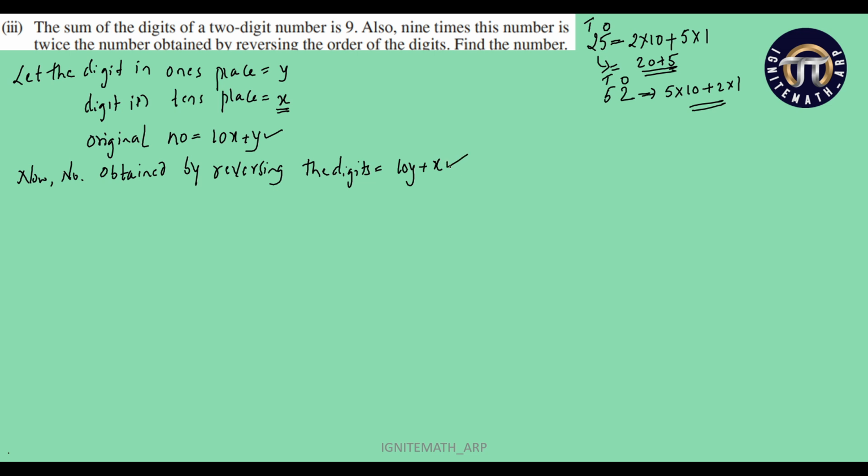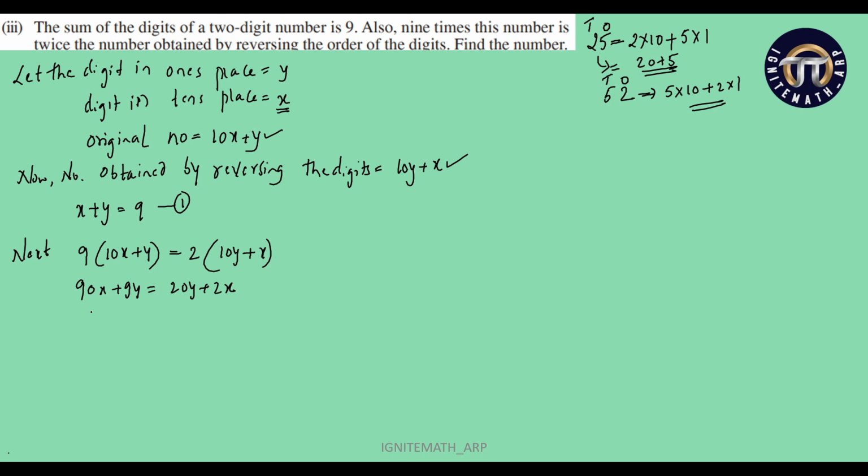Now see here, the sum of the digits of a two-digit number is 9. In the sense x plus y is equal to 9. This itself is the first equation. Next, also 9 times of the original number, that is 10x plus y, is twice the number obtained by reversing the order of the digits. So I can write this as 90x plus 9y is equal to 20y plus 2x.